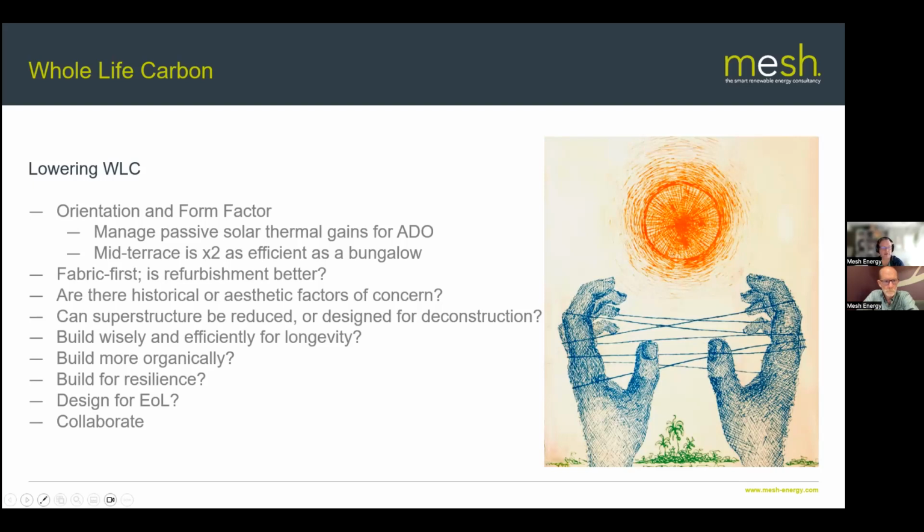And then the question is, fabric first, is refurbishment better? Or are there historical and aesthetic factors of concern, or even structural safety or health and well-being, as we've seen recently in some of our projects? And can the superstructure be reduced or at least designed for deconstruction and reuse elsewhere? So really the key is, do we build wisely and efficiently for longevity? Do we build more organically?